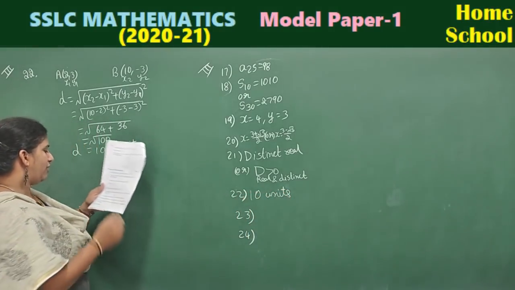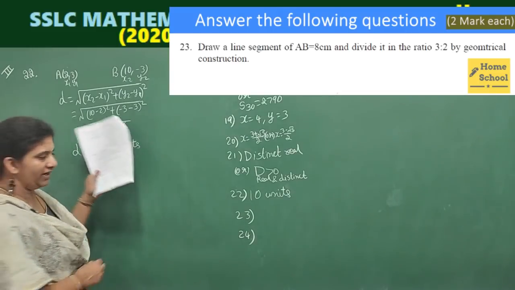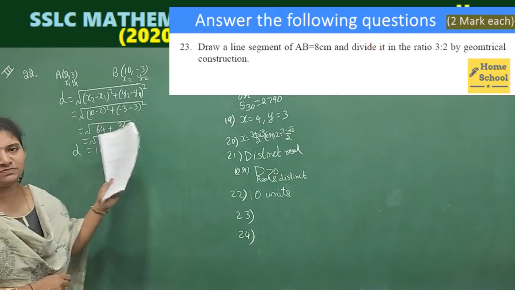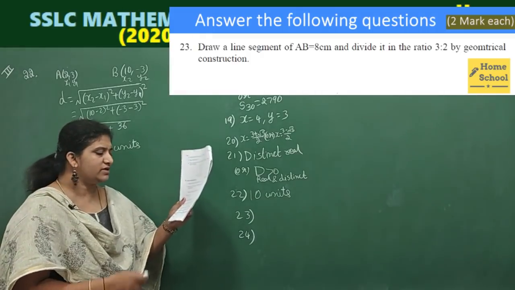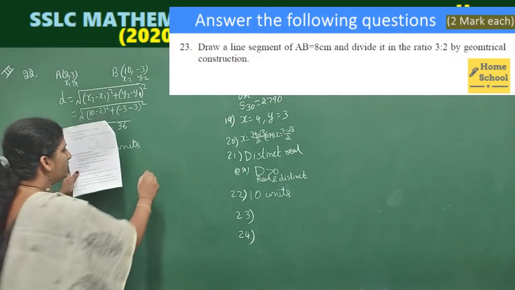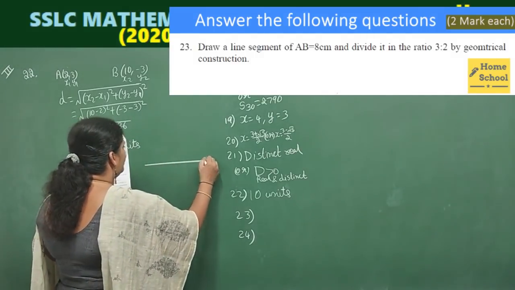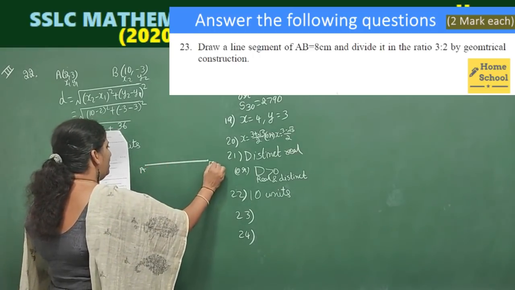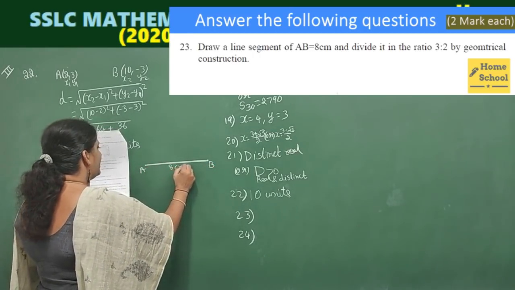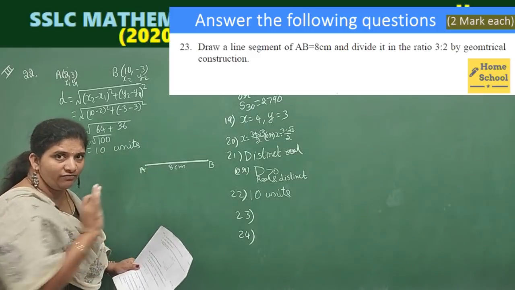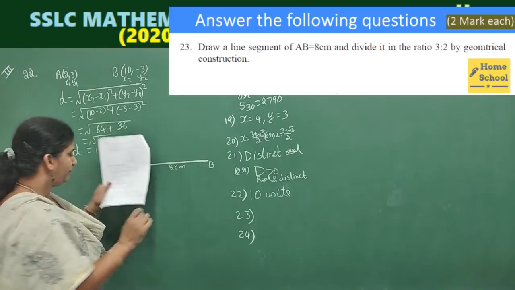See 23rd problem. Draw a line segment AB. You need to do this properly with your construction tools. Just I do here roughly. Draw a line segment AB. AB, how much? 8 centimeters. I just show roughly now. You need to do properly.